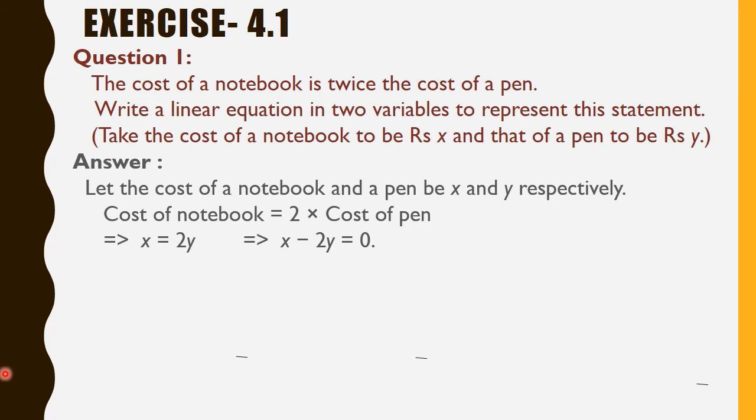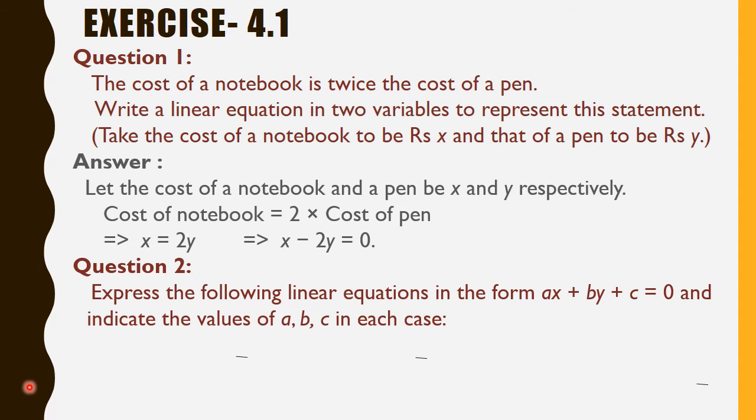Let the cost of the notebook and a pen be x and y respectively. As per the given statement, cost of the notebook is equal to 2 into cost of the pen. So let us substitute x instead of cost of notebook and y instead of cost of pen. So we'll get the equation x equals 2y. Let us rearrange this in the general form of linear equation. So we'll get x minus 2y is equal to 0. So here is the linear equation in two variables.